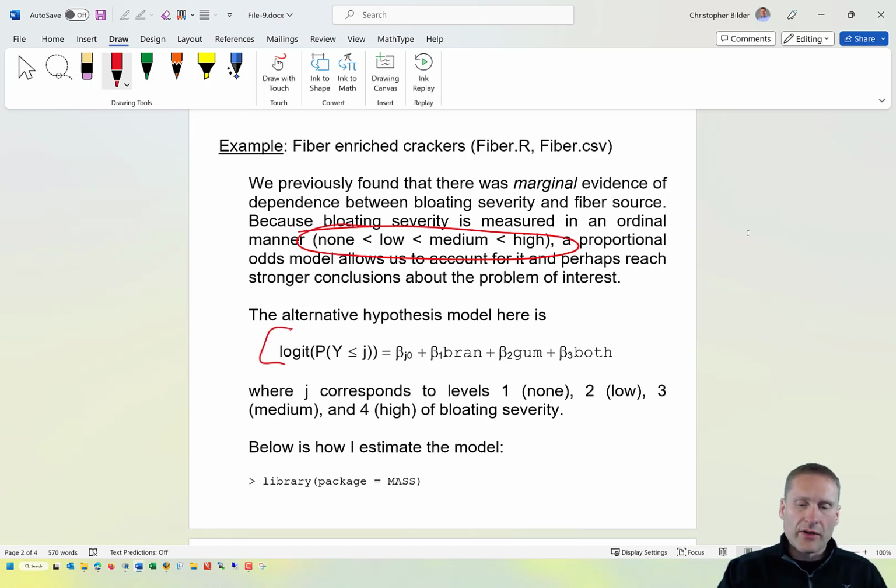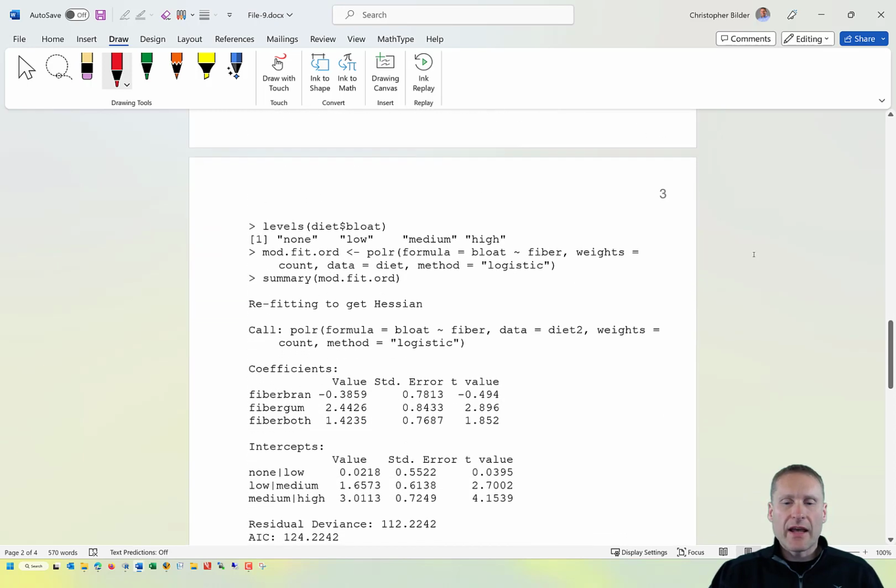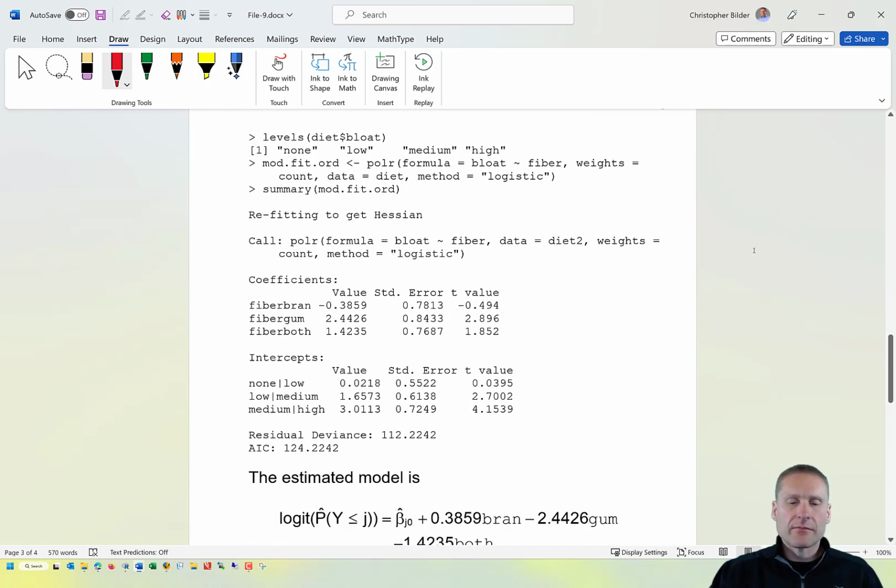Here's what our alternative hypothesis model would look like. We have bran, gum, and both as indicator variables corresponding to their levels of the rows of the table. Remember, the other row would be none. In terms of our response, we have levels of none, low, medium, and high ordered in that manner. Let's look at how we can estimate the corresponding model.